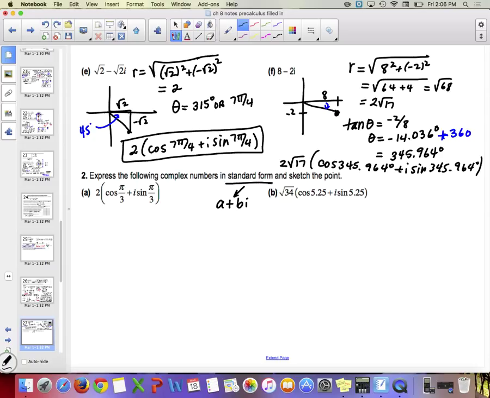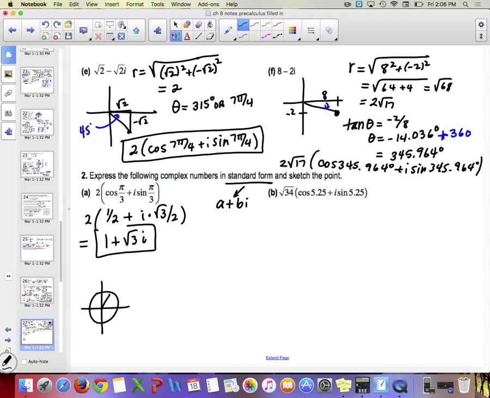Yes? What's cosine of pi over 3? It's 1/2, right? So we're going to have 2, and we're going to do 1/2 plus i, what's sine of pi over 3? Root 3 over 2, exactly, good. So when you multiply the 2 in, you get 1 plus root 3 times i, or i root 3 if you want. That's it. That's a+bi form. Isn't that easy? You just simplify.